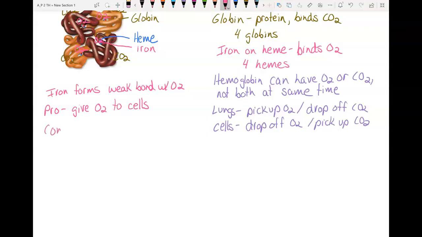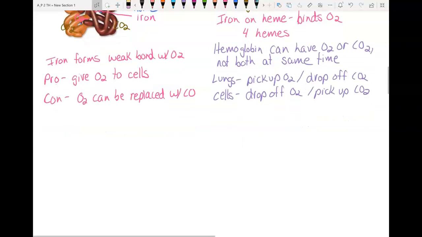The bad thing about this is what makes you susceptible to carbon monoxide poisoning. So the con is that the oxygen can be replaced with carbon monoxide. So carbon monoxide and carbon dioxide are two different things. CO is carbon monoxide.